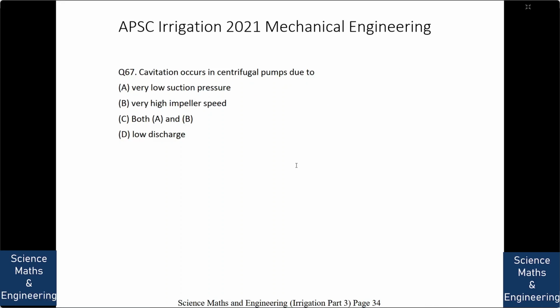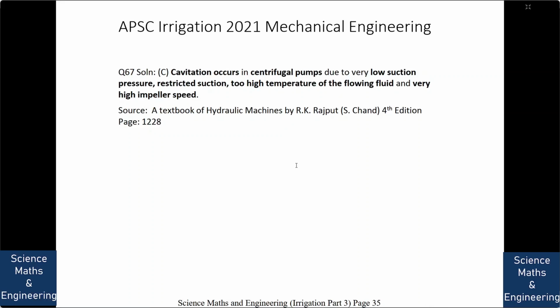Cavitation occurs in centrifugal pumps due to A, very low suction pressure; B, very high impeller speed; C, both A and B; or D, low discharge. So you can pause and think of the answer. So the answer is C. Cavitation occurs in a centrifugal pump due to very low suction pressure, restricted suction, too high temperature of the flowing fluid, and very high impeller speed. If you have any more doubt, you can follow the source. So we'll go to the next question.